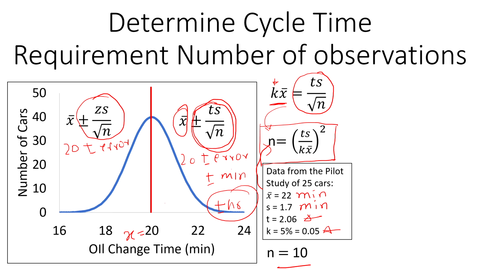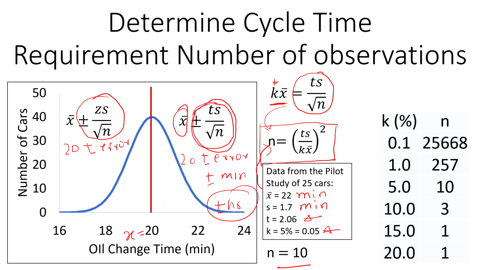Now I calculated this for multiple different k values. Let me explain what that means. So this 22 minutes we have found from our pilot study. We found this sample size n equal to 10 based on a k value of 5%. What that means is we are about 95% close to the actual thing. So you're only 5% away from the true mean.